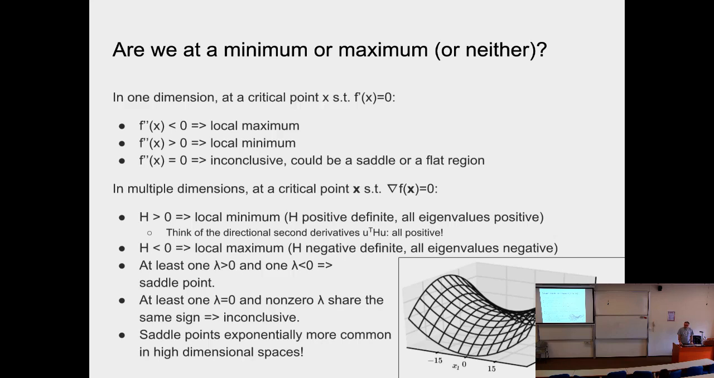Questions? Okay. Why are saddle points more common? Because they need minimums and maximums.